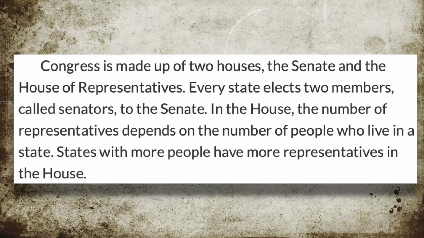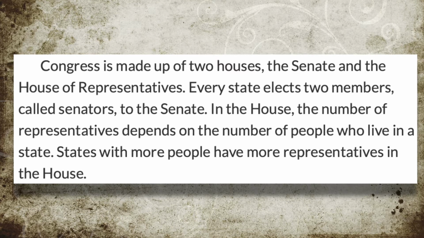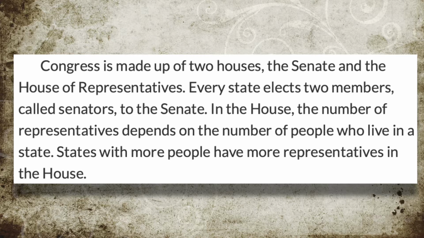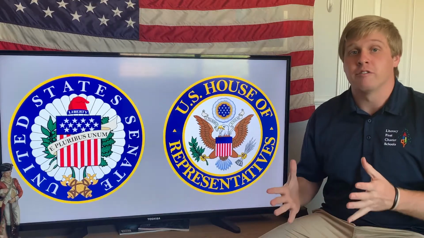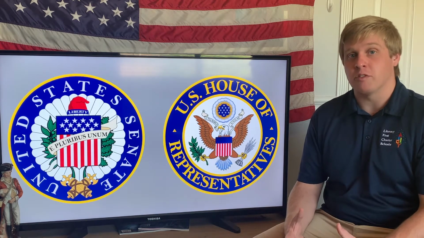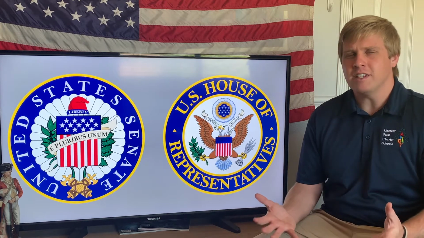Every state elects 2 members, called senators, to the Senate. In the House, the number of representatives depends on the number of people who live in a state. States with more people have more representatives in the House. And this is what I was talking about on Friday. And together it is this branch of government, the legislative branch, that creates all of the laws for the United States. But how do they do that?